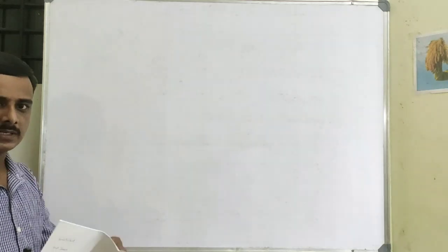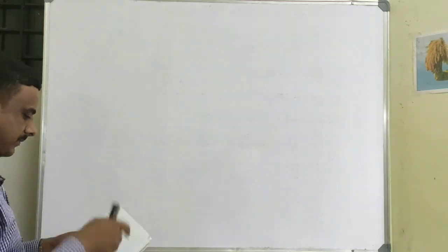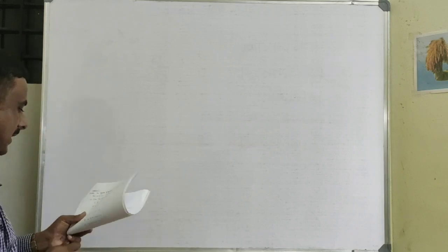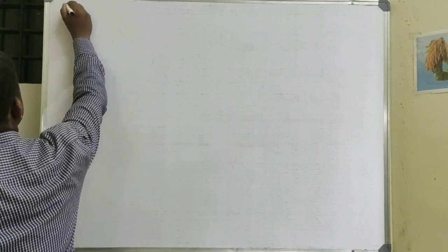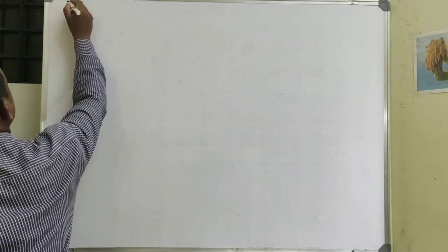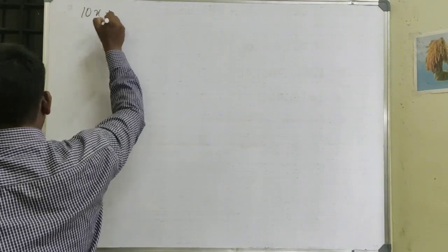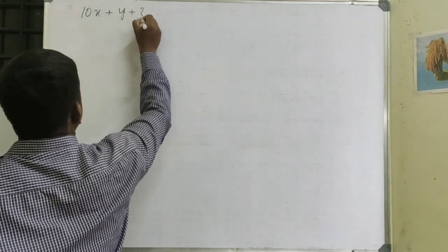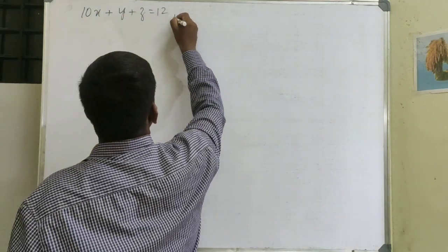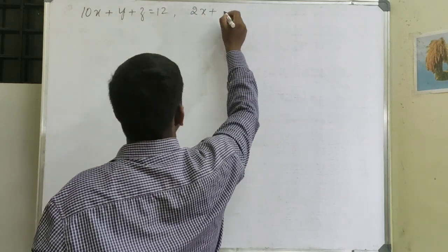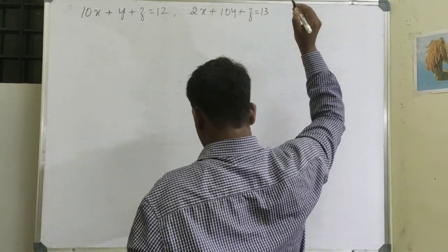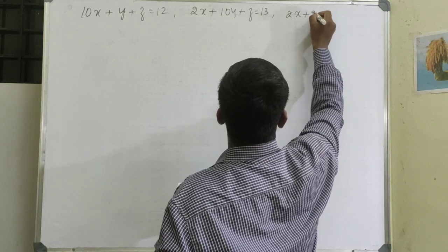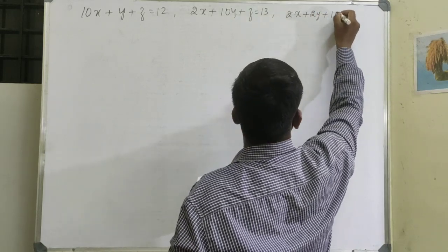I'll explain the method along with an example. Since we have some time, let us explain the method. Solve the system of equations by the Jacobi method. The system of equations is 10x plus y plus z equal to 12, 2x plus 10y plus z equal to 13, 2x plus 2y plus 10z equal to 14.